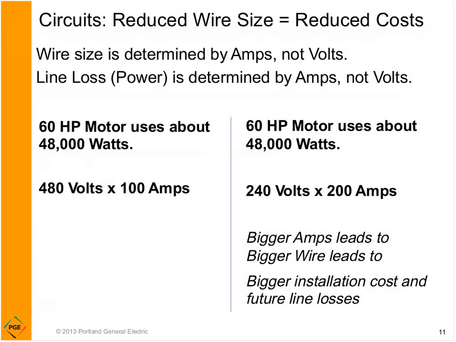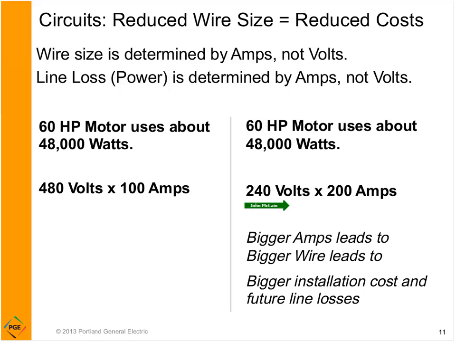One was a 480 volt motor and the other one was a 240 volt motor. Now they both have the same watts, so the bill might look alike, but if you do the math, 480 volts times 100 amps gives you 48,000 watts, or 240 volts at 200 amps. So both provide the same horsepower, the same watts, the same bill, but one has twice the voltage the other does.